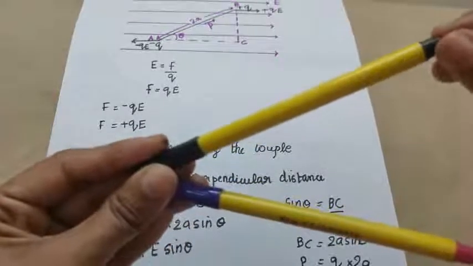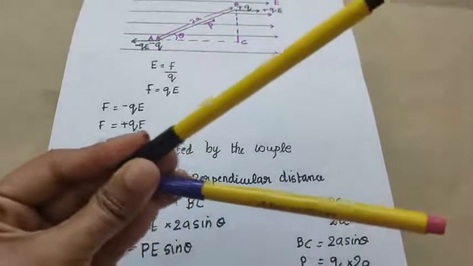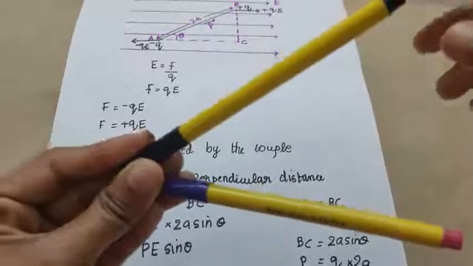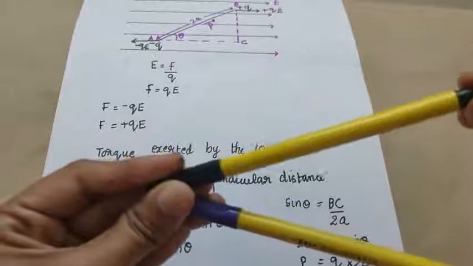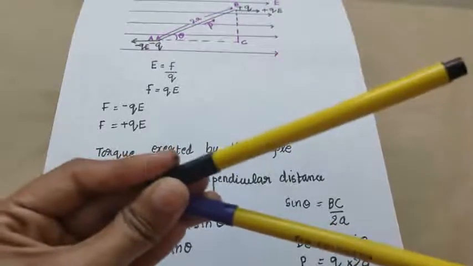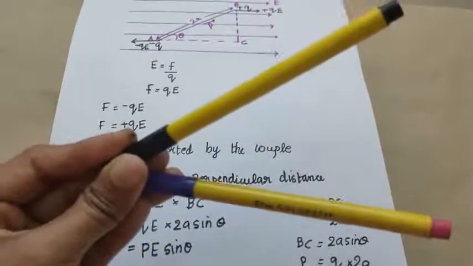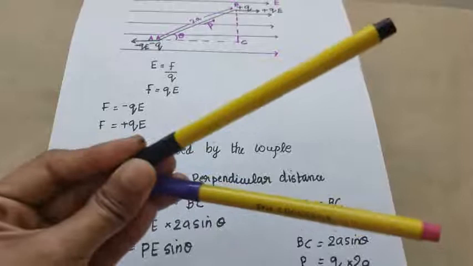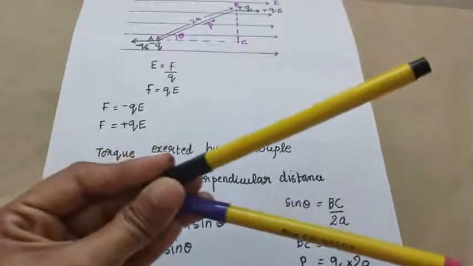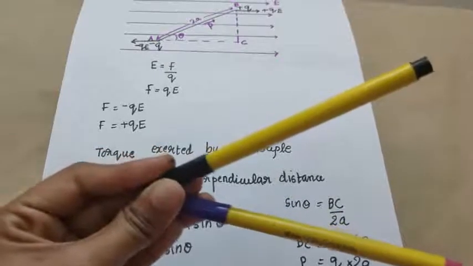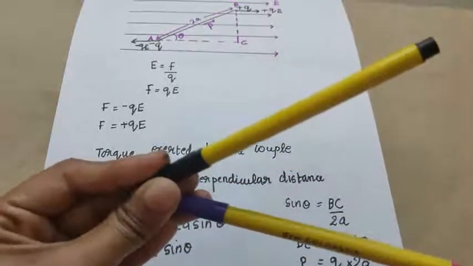Now we are trying to rotate that electric dipole through a small angle d theta, and we are trying to rotate this electric dipole against the torque acting on it. So we have to do some work because we are rotating the dipole against the torque. We have to apply some work in order to rotate the dipole through a small angle d theta.